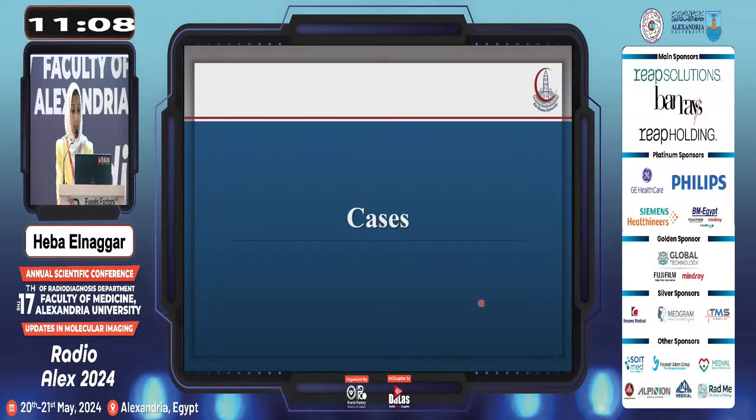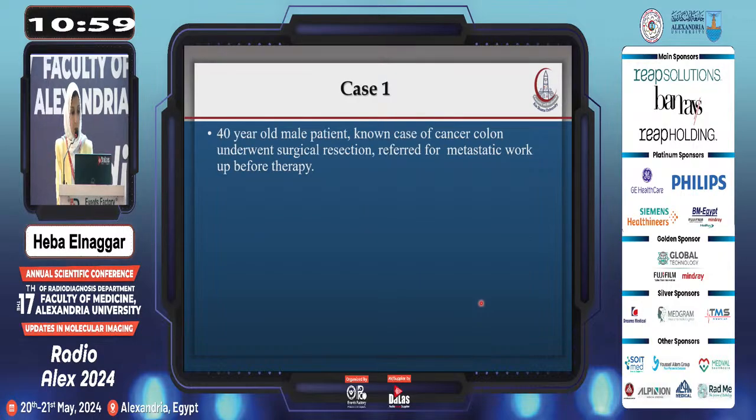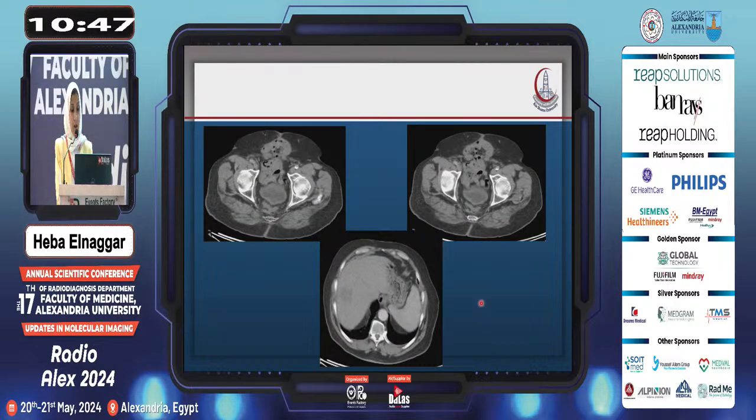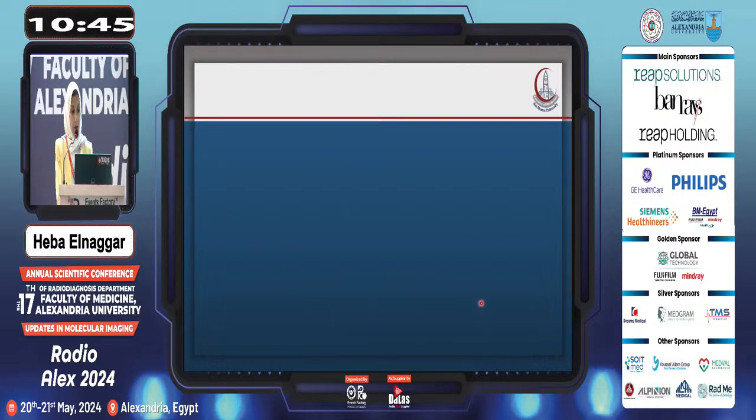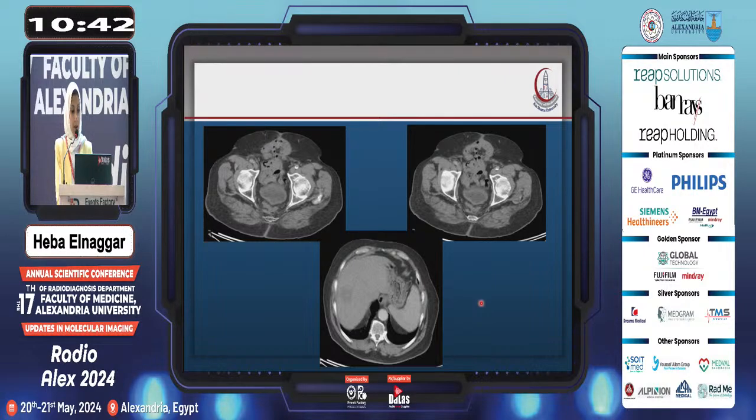Now we'll proceed to illustrate some of the cases done at our isotope and PET-CT unit at Ain Shams University. We start with case number 1. This is a 40-year-old male patient, known case of cancer colon, underwent surgical resection and referred for metastatic workup before therapy. We check first the conventional CT images at the operative bed, and here we can see that there is minimal thickening at the operative bed, which can be due to post-therapy or post-operative changes.